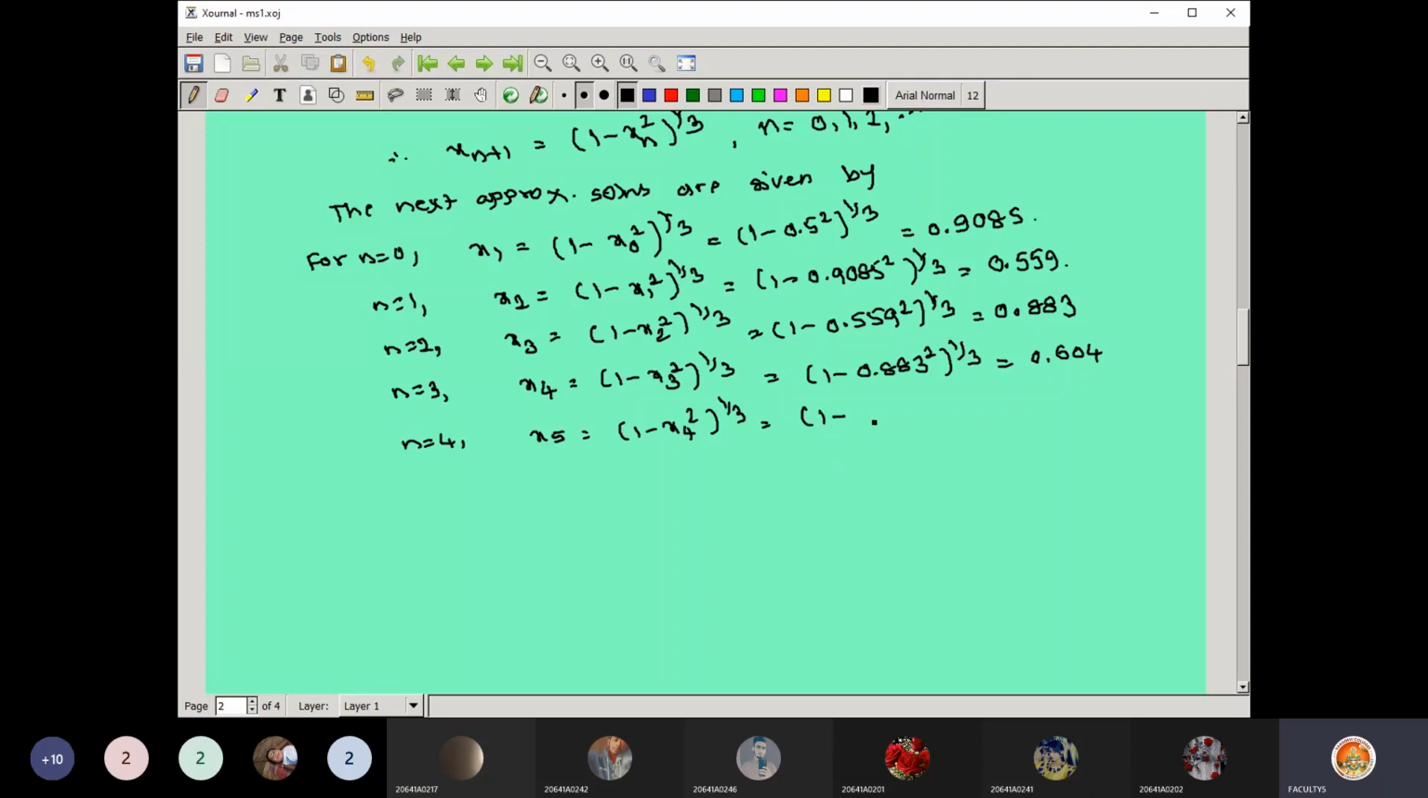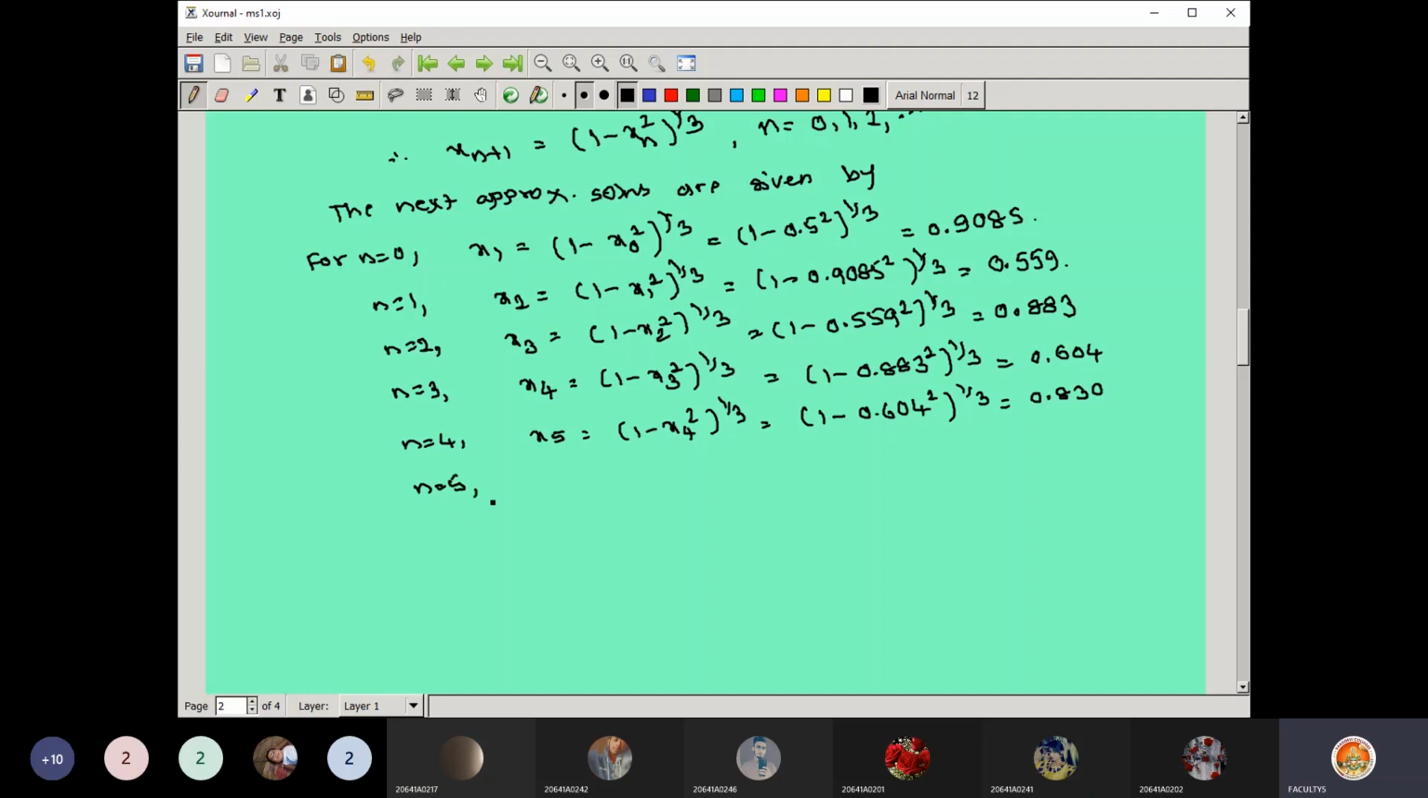So 1 minus x4 is (1 minus 0.604 squared) to the power 1 by 3. Answer 0.830. Again, it is different.